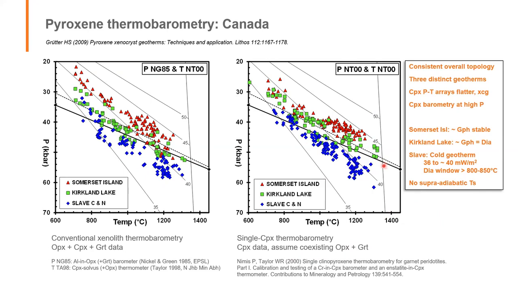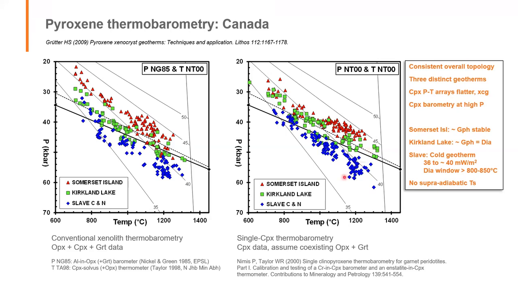The big difference between the Canadian data set and the Southern African data set is that you separate three distinct geotherms. There's a geotherm over there, which comes from Somerset Island. It stays in the graphite stability field for most of its life. And it turns out there are very few diamonds recovered from Somerset Island. Most of the kimberlites do not have diamonds in them. There are one or two that do, but it's very, very low grade diamond contents.